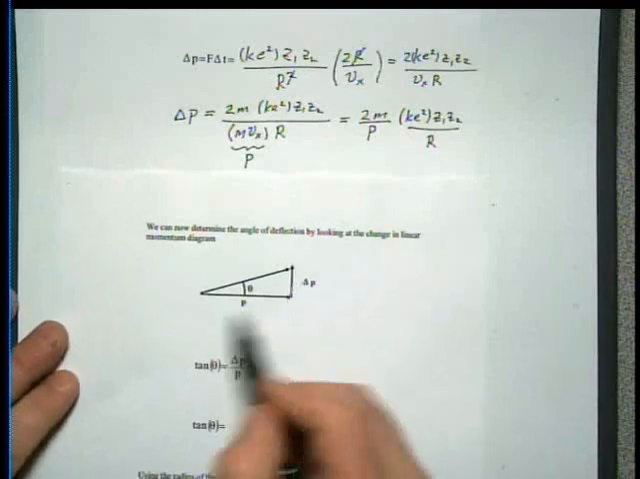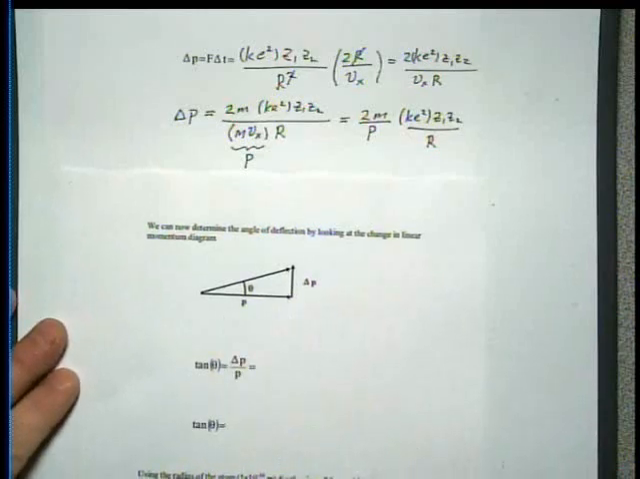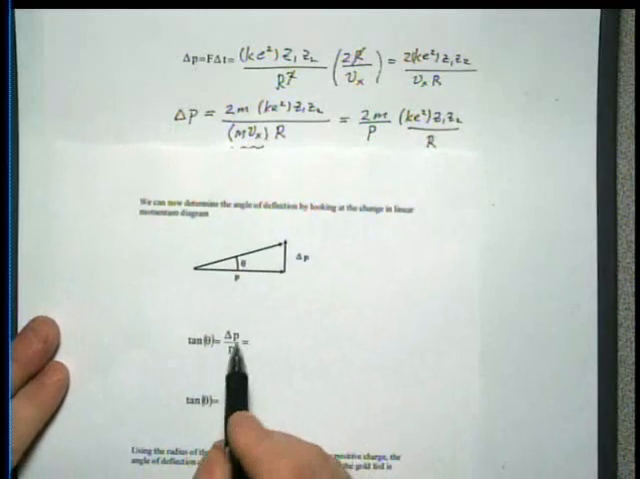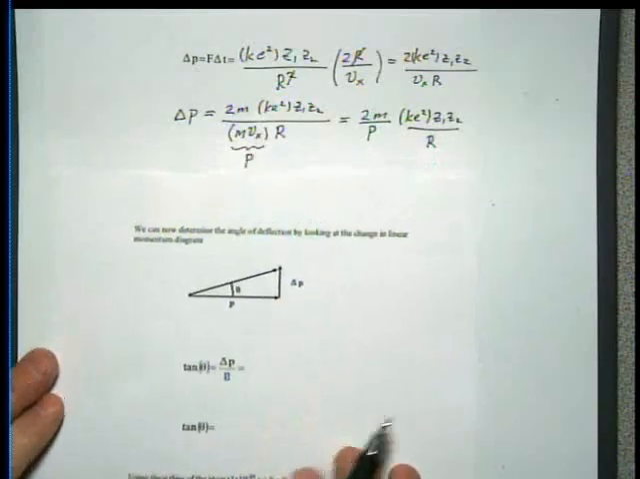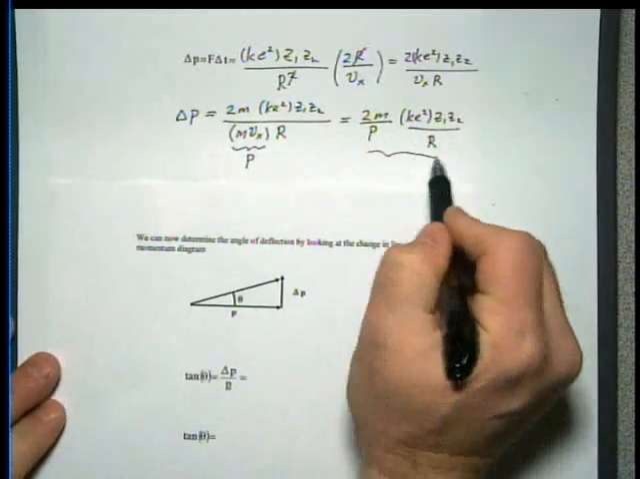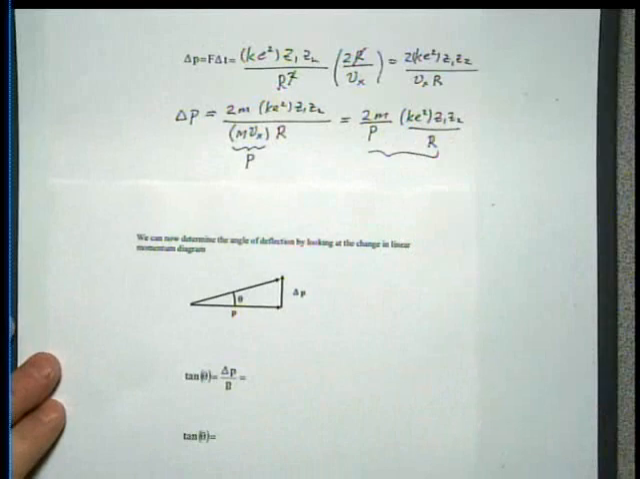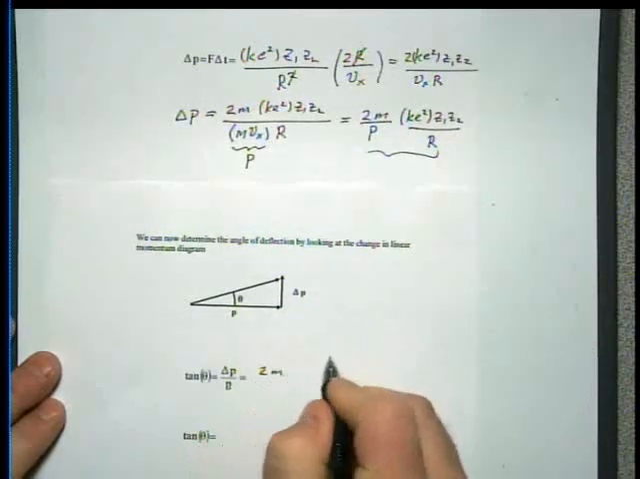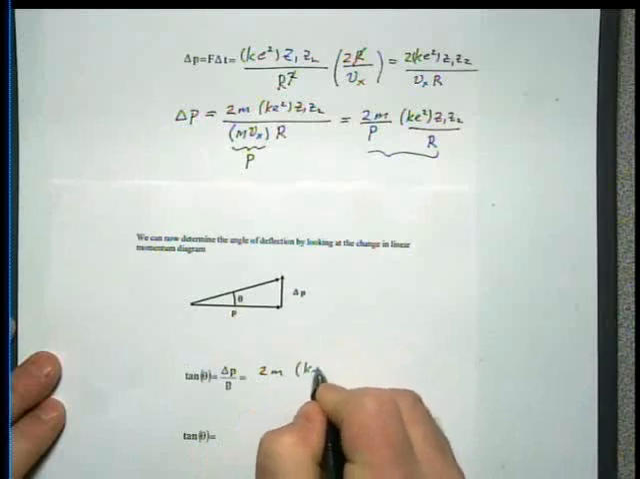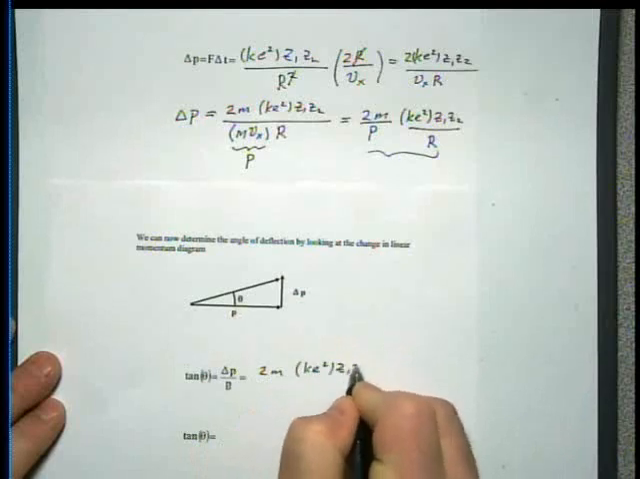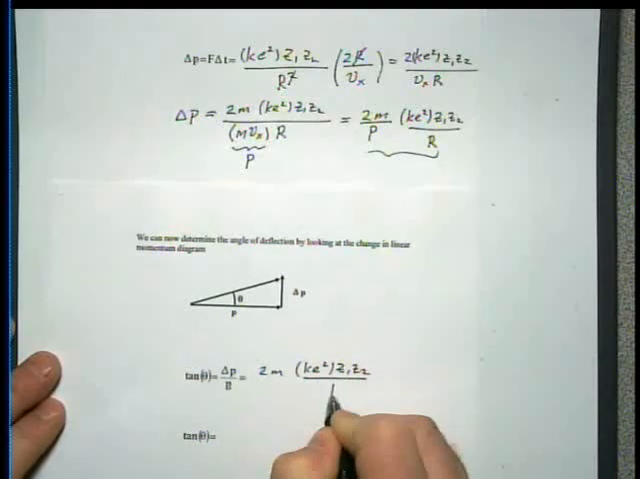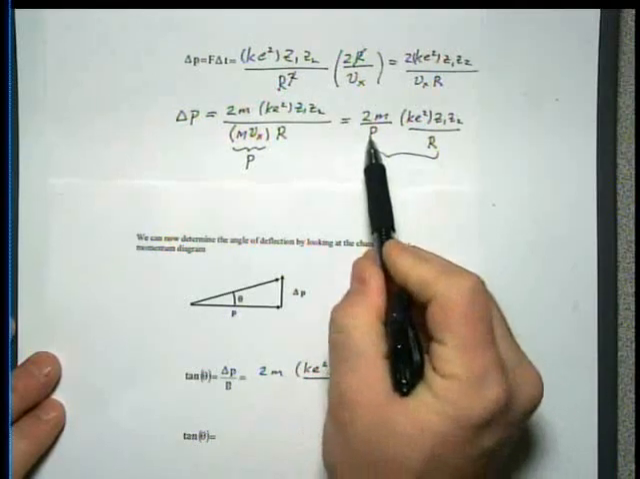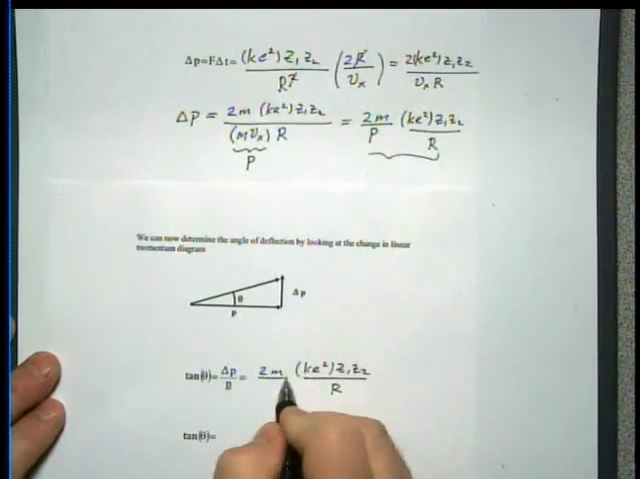Well, I can do another tan angle thing. That would be delta P over P. Hey, I got a formula right up here for delta P. So I put that in here. 2m times e squared, Z1, Z2 over R. I had one P, I get another P, that's over P squared.